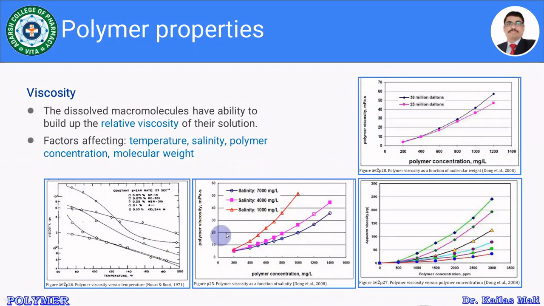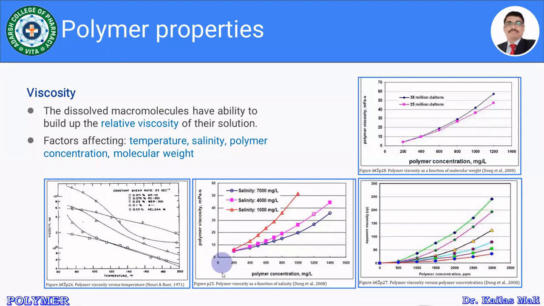Look at the second graph, that is the effect of salinity. Say for example, the presence of electrolytes in the polymeric solution. Here the concentration of salinity, the very first red graph, is 1000 milligram per liter. So the graph is plotted as polymer viscosity versus polymer concentration. Just see the red curve.